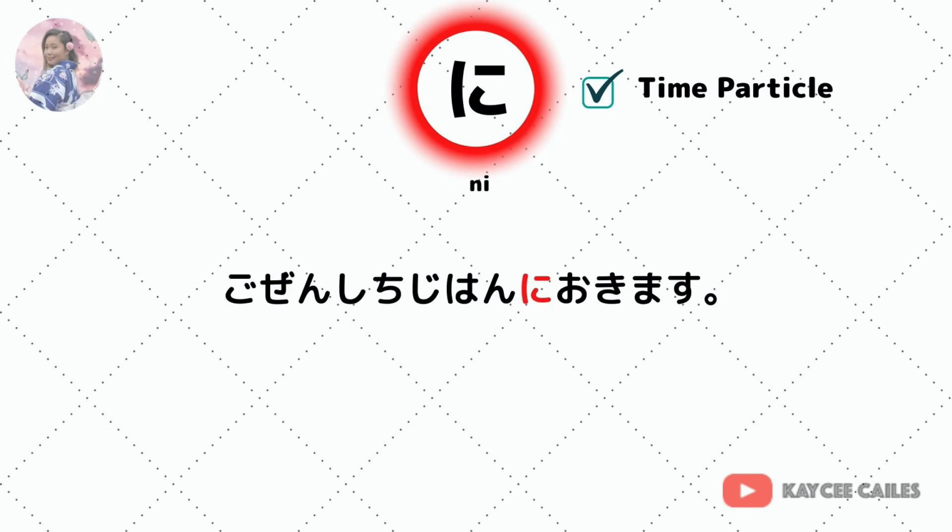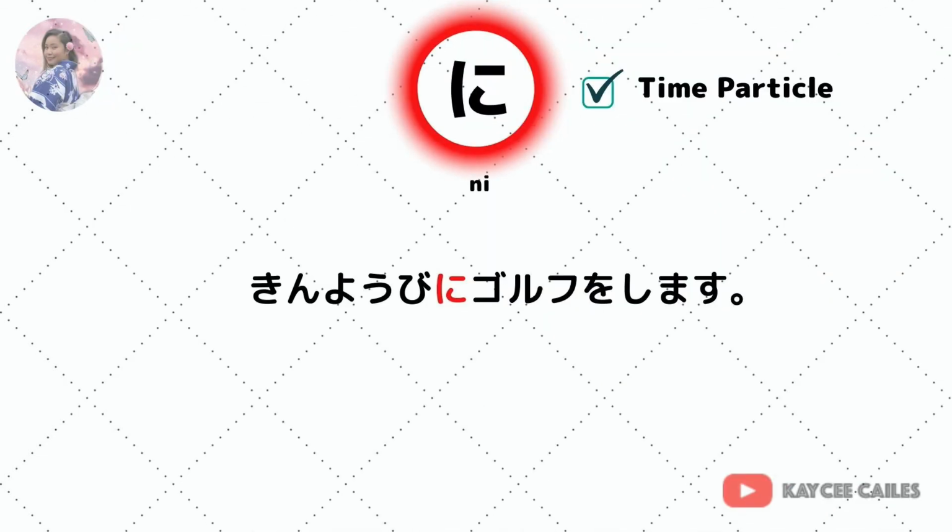Gozen 7時半に起きます. Gozen 7時半 is our time, meaning 7:30 a.m. Ni as the time particle and verb 起きます. Gozen 7時半に起きます. I wake up at 7:30 a.m. Next example, we have 金曜日にゴルフをします. 金曜日 meaning Friday, ni as our particle, gorufu o shimasu, to play golf. Kinyoubi ni gorufu o shimasu. I play golf on Friday.